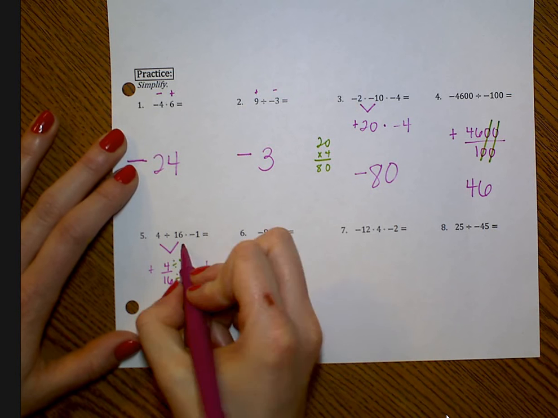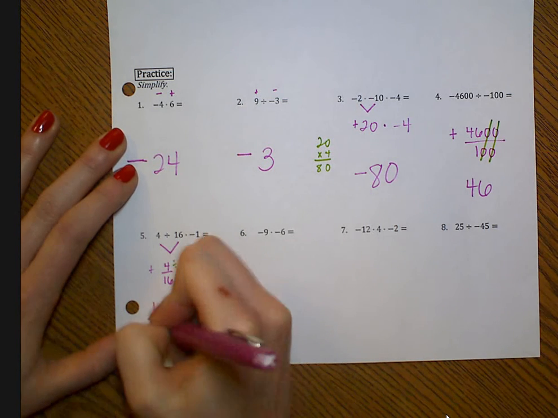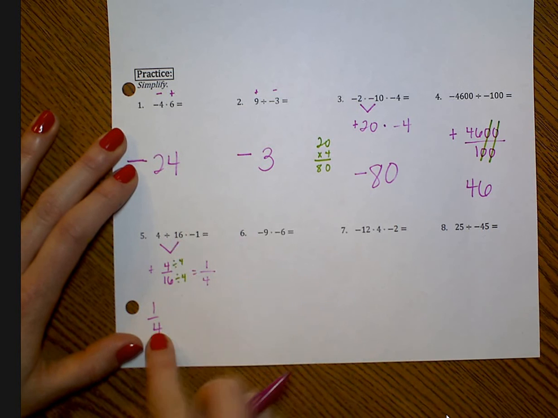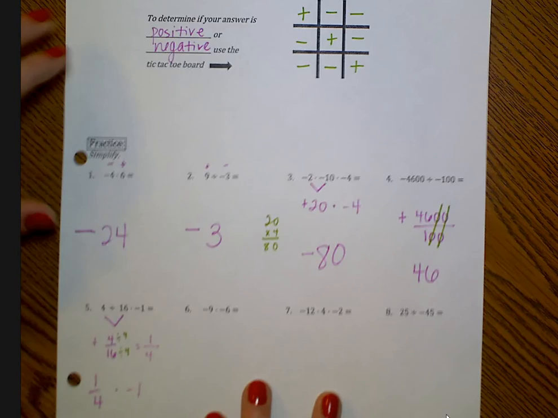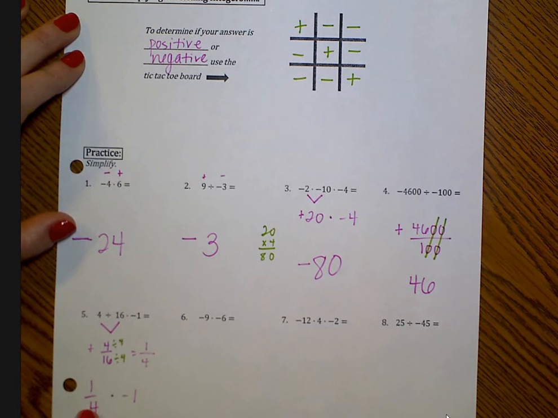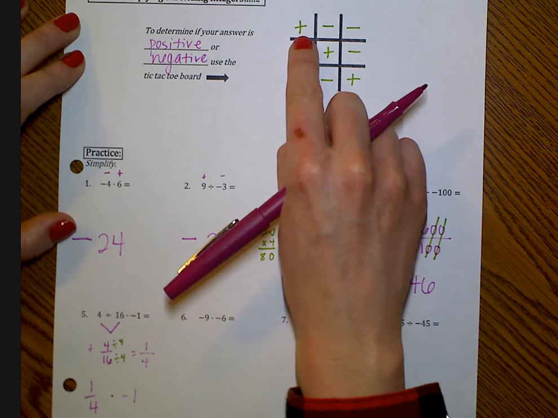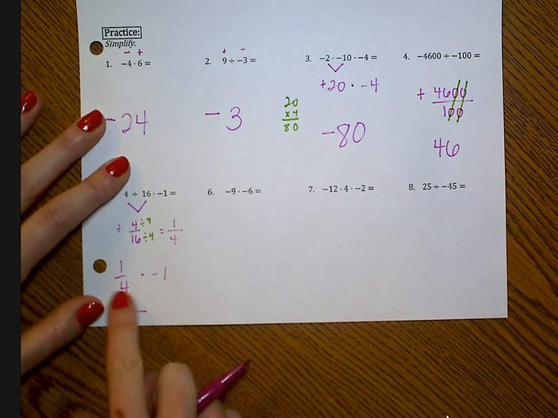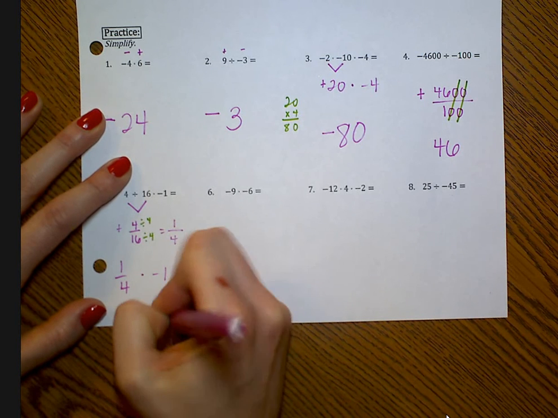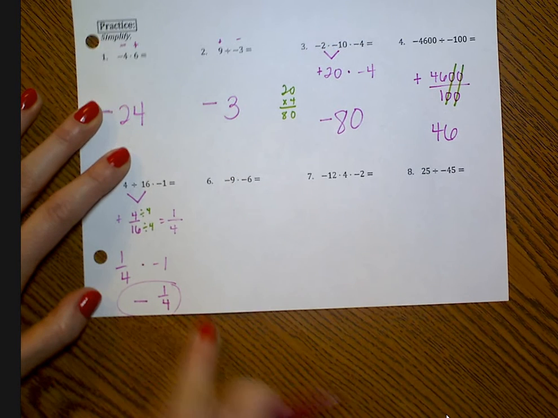Okay, so I'm actually not done. This first answer was 1/4, but I have to multiply it by -1. Okay, so let's go back to our tic-tac-toe. Positive times a negative times a negative is a negative. And gross, it's a fraction, but 1 times anything is itself. So -1/4 is my answer.